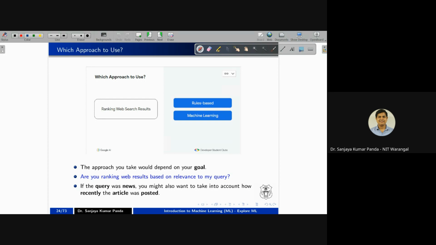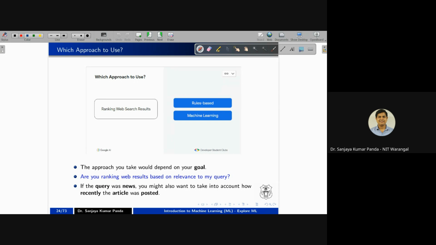So that's why I've written it, the approach you take depends upon your goal. So are you ranking the web results based on relevance to my query? Okay, based on relevance to my query. Sometimes we know about the advanced search mechanism, right? In advanced search mechanism, we are very strict about our words. For example, I am saying only web search results. I want the result to appear only if the words are exactly web search results. Otherwise, I am not going to consider it.